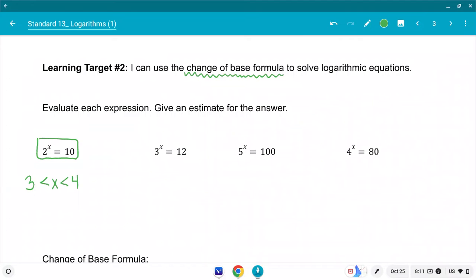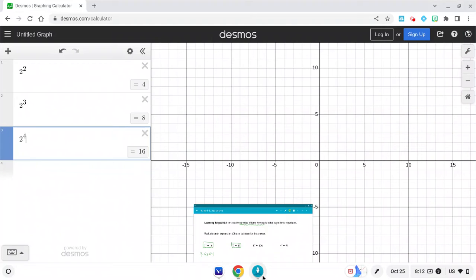I don't know what decimal it is. It's probably going to be pretty gross. I have no idea. But that's going to be my estimate. Something in between 3 and 4. So let's talk about this guy. 3 to what power is equal to 12?